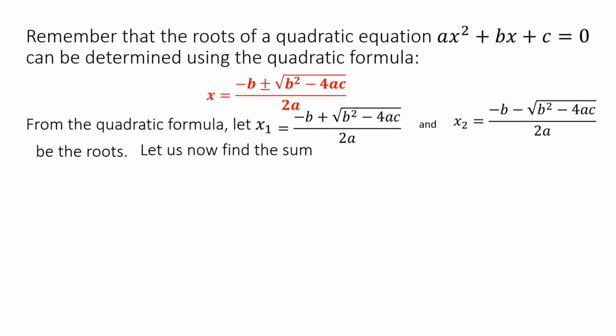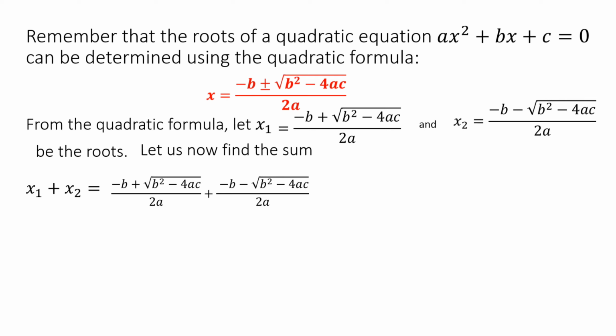So let us find the sum of the roots using these expressions that we assigned. So we have to add x sub 1 plus x sub 2. And we know that the value of x sub 1 is this one, and x sub 2 naman. So we are going to add that together. So we have negative b plus square root of b squared minus 4ac all over 2a plus negative b minus square root of b squared minus 4ac all over 2a.